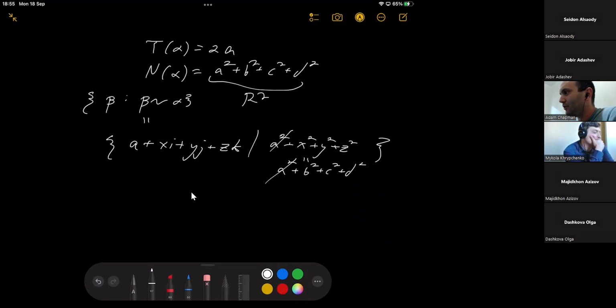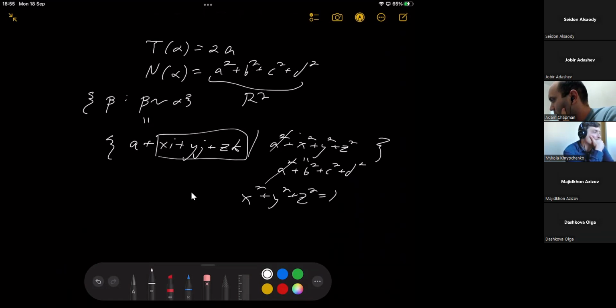But if you now ignore the central part and you just look at this thing, then this equation, x squared plus y squared plus z squared equals r squared, gives you a sphere of radius r inside of this copy of R3 inside the quaternion algebra.